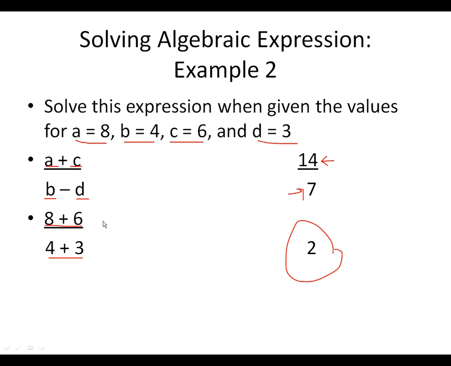Solving algebraic expressions. Example 2. Solve this expression when given the values a equals 8, b equals 4, c equals 6, and d equals 3. Now we do the same thing, we plug in the values for each one. In this expression, a plus c divided by b minus d. Now, first we have 8 plus 6, which is 14, divided by 4 plus 3, which equals 7. And 14 divided by 7 equals 2.